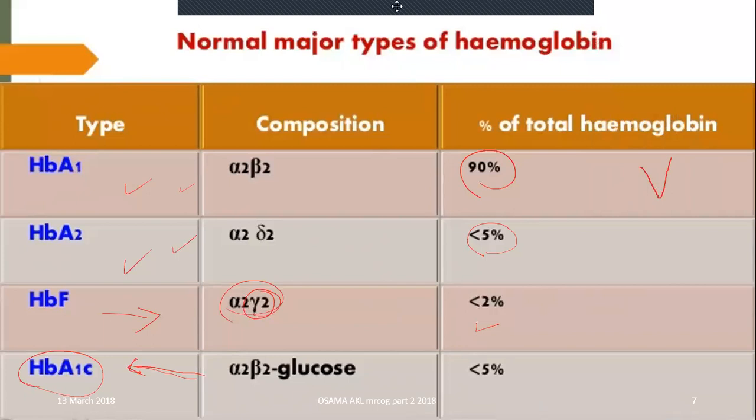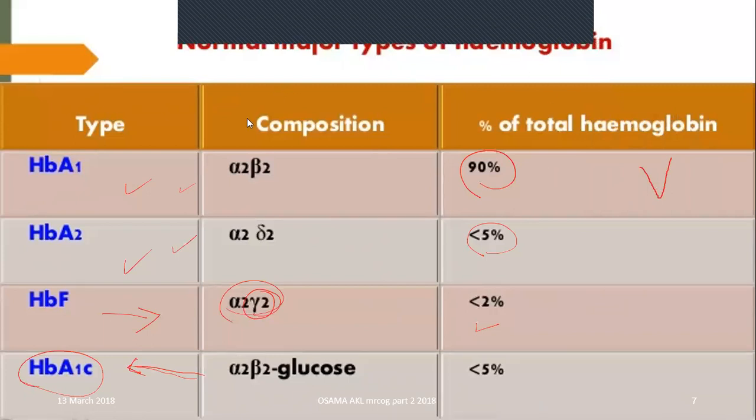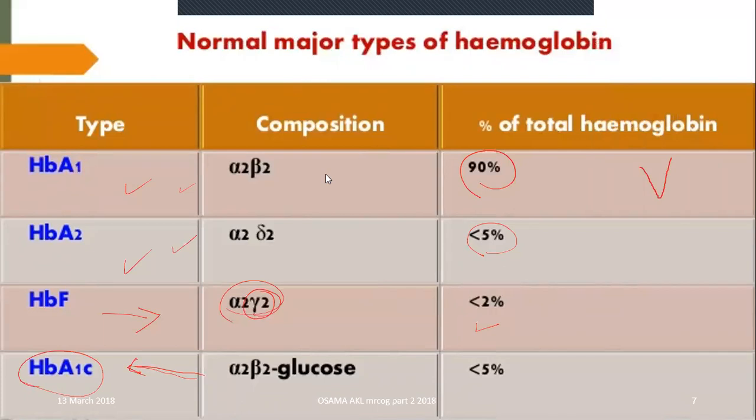So this is the hemoglobin composition in an adult person. Most of it is hemoglobin A1, some less than 5% hemoglobin adult type 2, less than 2% fetal hemoglobin, and hemoglobin A1C, we can use it for monitoring of diabetes during pregnancy, but don't use it in a patient who is receiving repeated blood transfusion, as in cases with thalassemia and sickle cell disease.